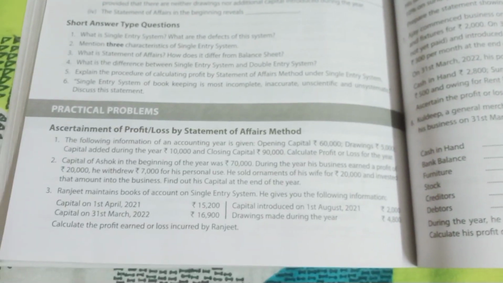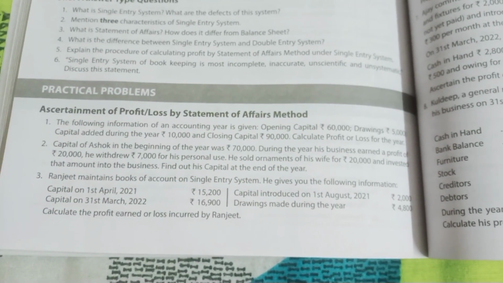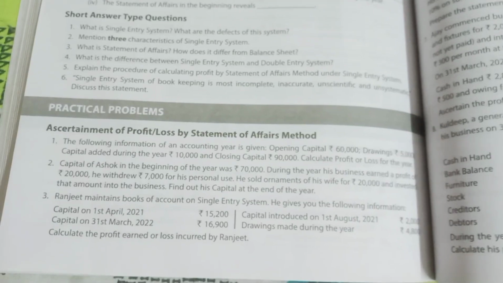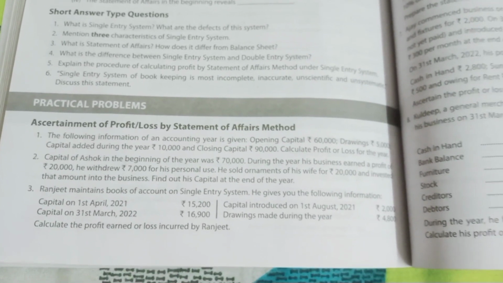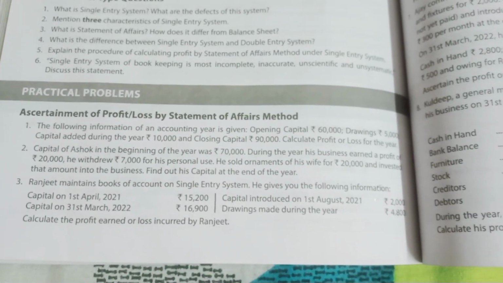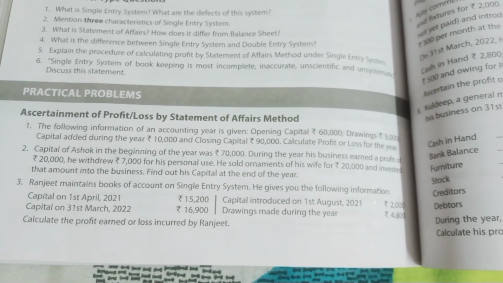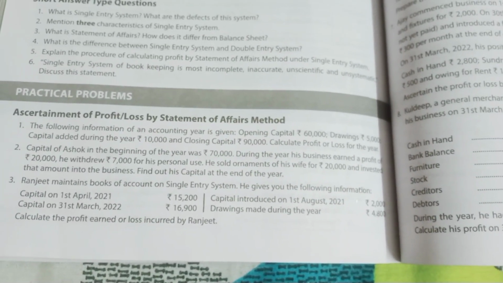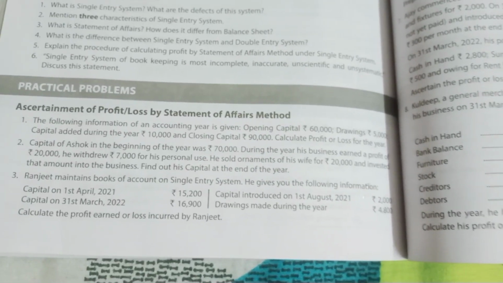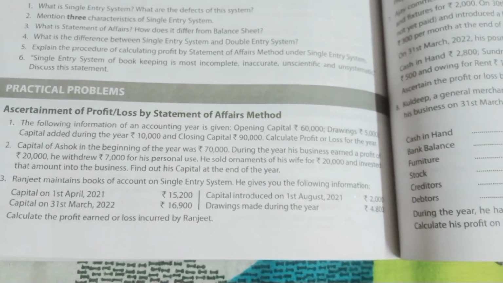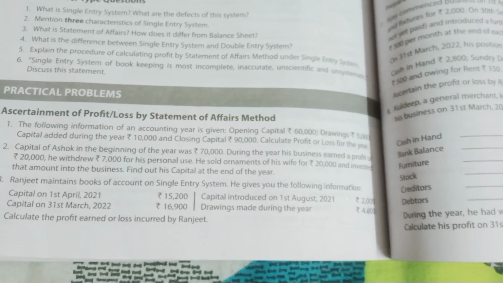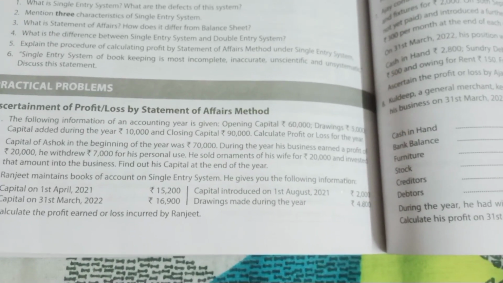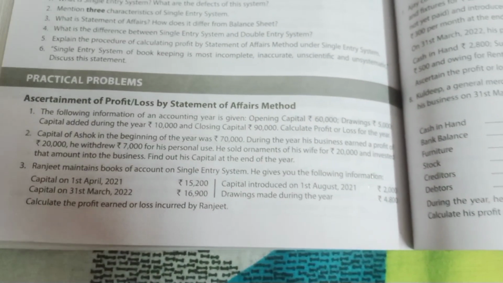Now sum number 2. In this sum they have given you capital at the beginning of the year, which is 70,000. They have given you profit of 20,000 and drawings of 7,000. Ashok sold his wife's ornament for 20,000 and introduced the money in the business. This is additional capital introduced in the business.